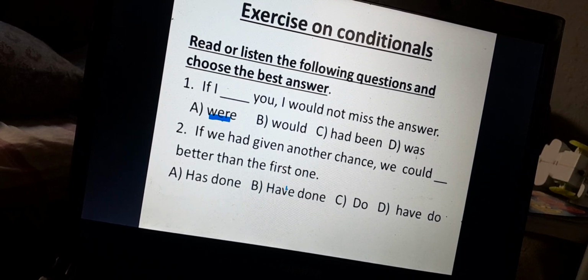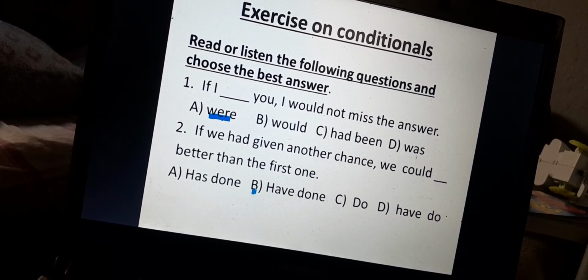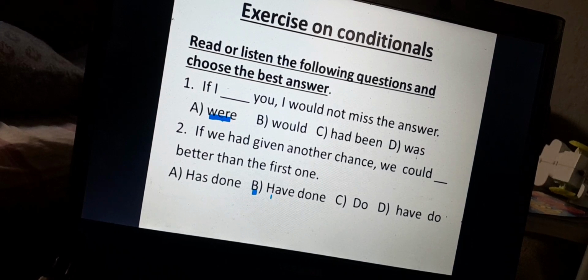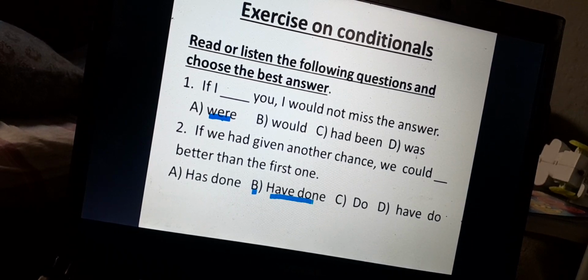So, A, we could has done, impossible to say. B, we could have done. C, we could do, impossible to say. And D, we could have do, it is impossible to say. So the correct option is option B, we could have done. So if you have responded by saying this, you are correct and I appreciate your response.